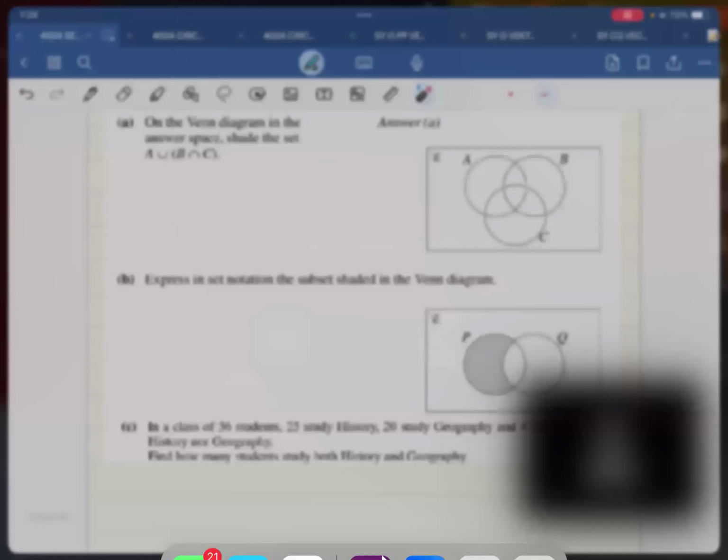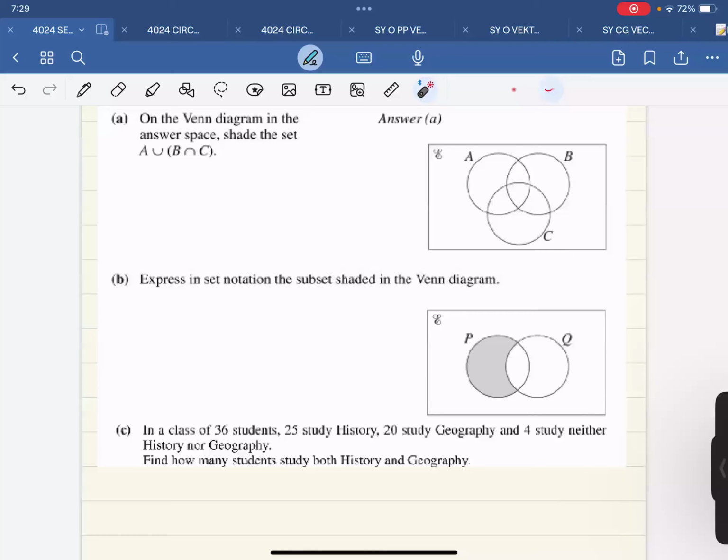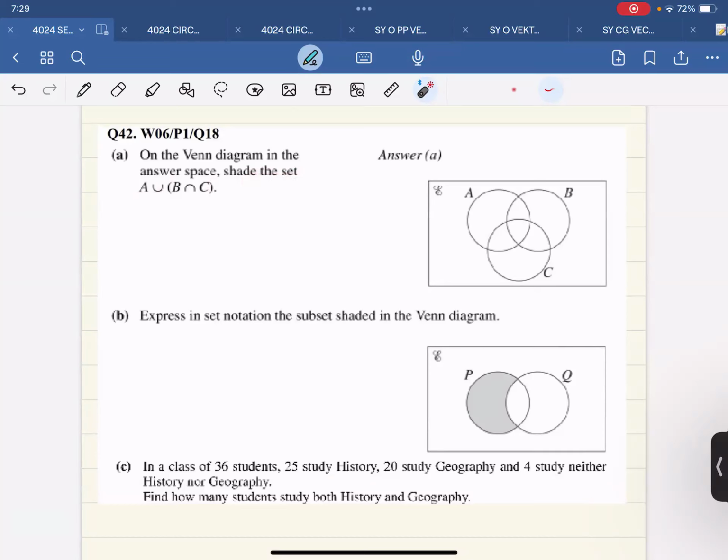Now, let's look at the question. The first part says, shade the set A union B intersection C. So first focus on B intersection C. B intersection C is this thing. And then we are unionizing with A, so add everything in A. So whatever I have shaded, just focus on that. So this is A. Everything is A. And then let me add B intersection C also. So if I add B intersection C, everything is there. So this along with this is the shaded region.